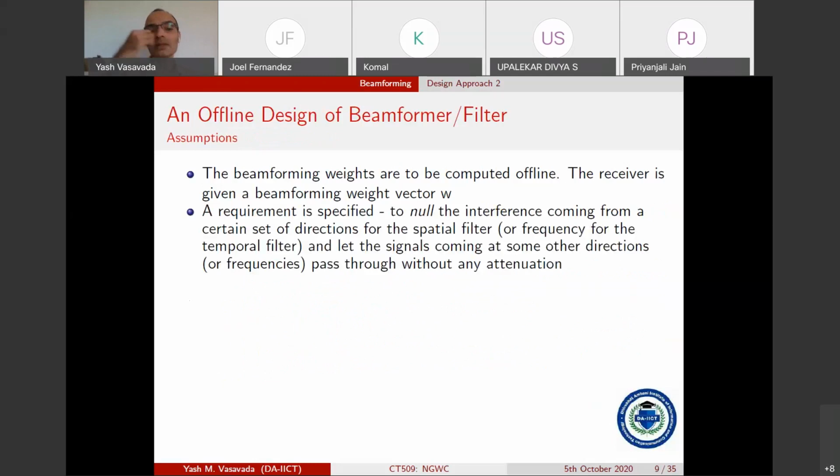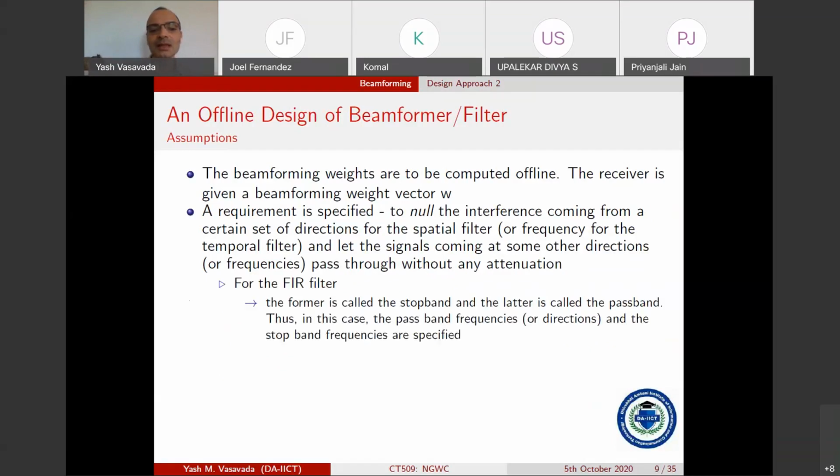And all that we have is some type of requirement or a specification that we want to filter out the interference coming from a specific frequency in case of the temporal filter, where we, for example, know the frequency of arrival, or null out the interference coming from some specific directions in case of the antenna arrays. And so we are given this specification in terms of what is known as stop band and the pass band for the FIR filter.